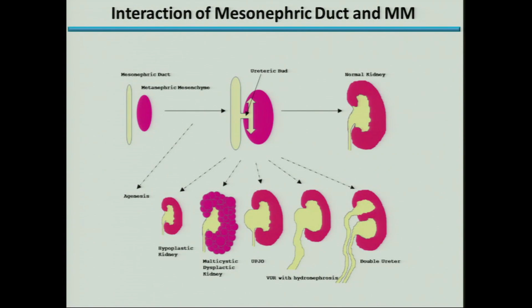So I went through the embryology a few times just to make sure that everyone understands how important these interactions between the mesonephric duct and the metanephric mesenchyme are for the eventual formation of the functioning mature kidney. You can see here in this cartoon, if you have abnormal interactions between the mesonephric duct and the metanephric mesenchyme, you get renal agenesis. If there is abnormal gene signaling in the ureteric bud where it branches into the metanephric mesenchyme, you'll get again a hypoplastic kidney, multicystic dysplastic kidney, UPJO. You can get VUR with hydronephrosis. You can also get a double ureter.